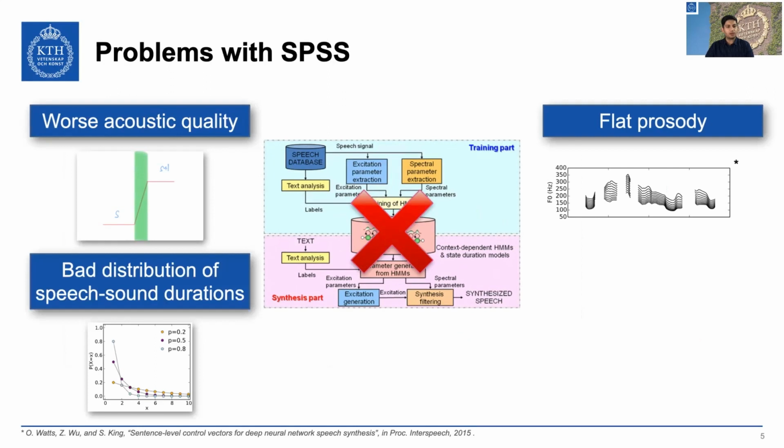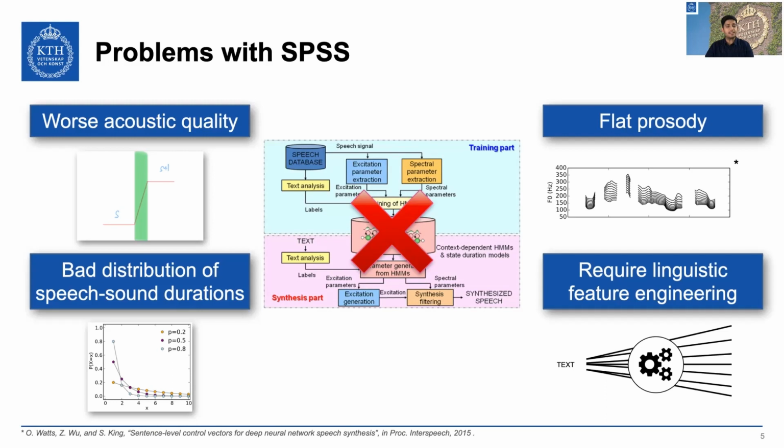Each HMM state also has a constant transition probability. Mathematically, this means that the sound durations are assumed to follow a geometric distribution, which is a bad fit for natural speech. And each language requires extensive feature engineering to define useful linguistic feature extractors that are informative for good synthesis.